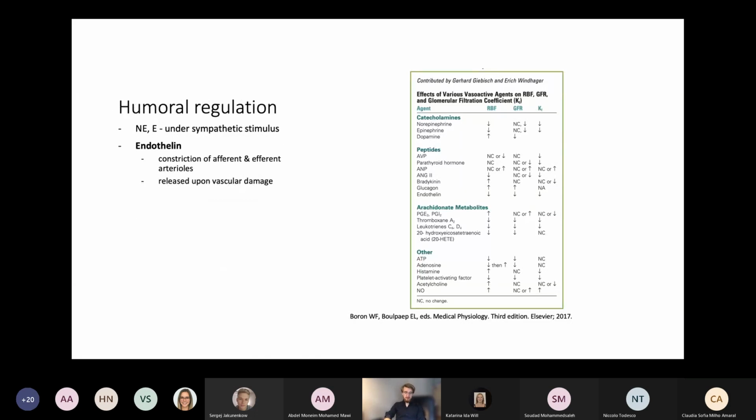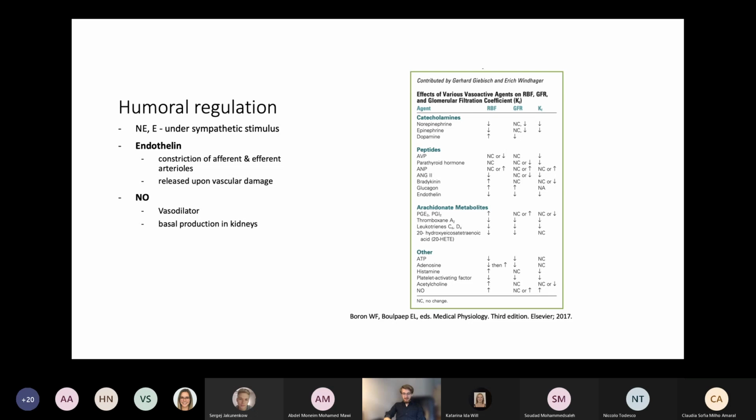Furthermore, we have humoral regulation. Again, this is something that you're going to learn about in more detail during vascular physiology, but I've included it for completion's sake. Endothelin is a factor that is produced especially by damaged vessels, and it constricts vessels in general, anywhere in the body. In case of the kidney, it constricts afferent and efferent arterioles.